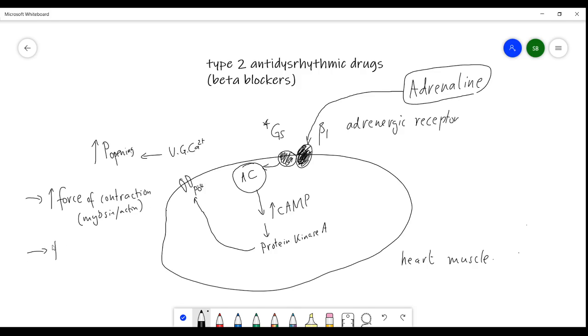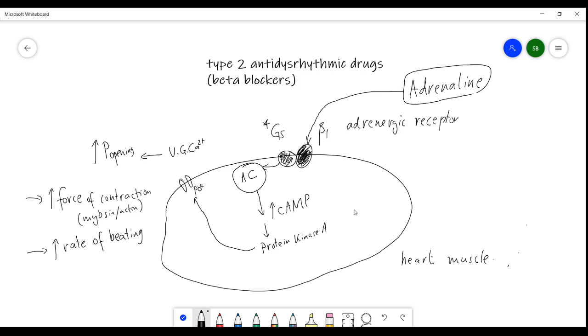You also have an increase in the rate of beating. So more calcium's coming in, so you get a stronger depolarization. So that means you get more rapid beating, higher frequency of action potentials.